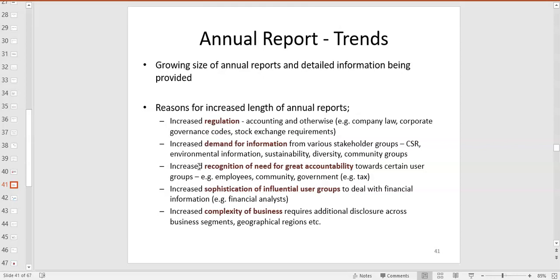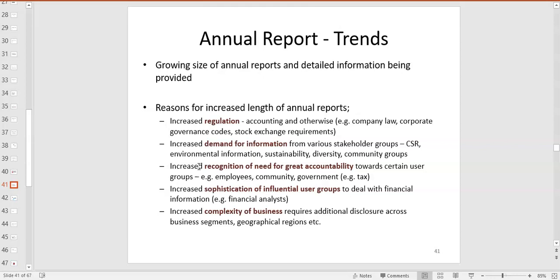More stakeholders want more information. They want information about workforce, social aspects. They want information about gender diversity, pay gaps. They want information about carbon footprint. All of this is going to be put in together. More accountability. People want more transparency. They want more information about tax policies. Are you paying your fair share of tax?